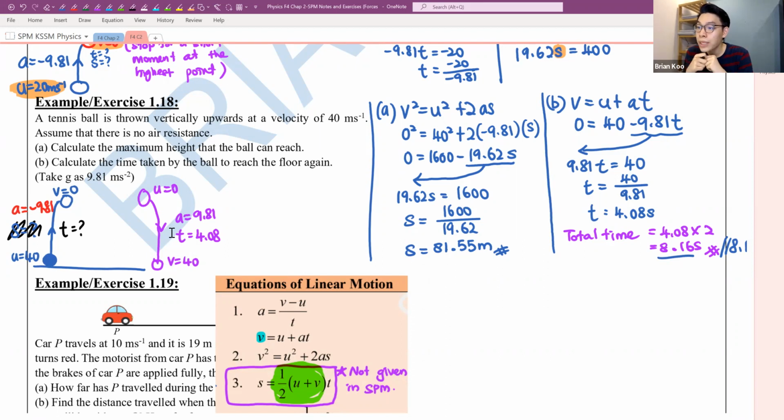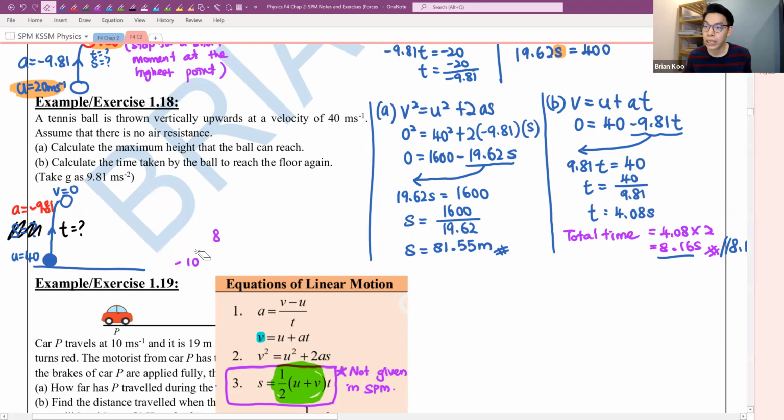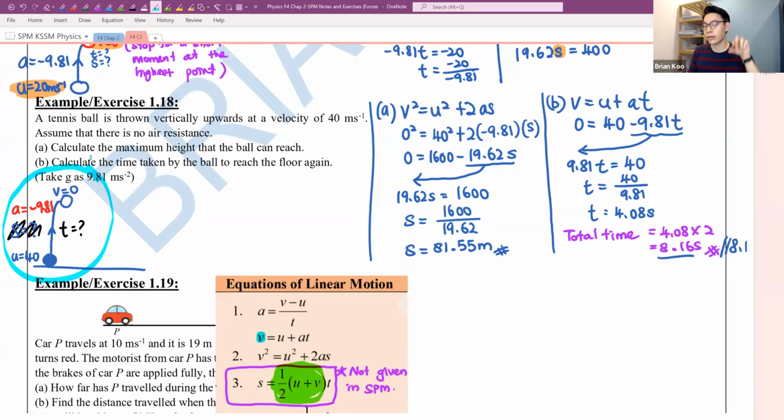Cherisha asks, why for B is the A negative? Oh, because we're still looking at, don't get confused by the purple color part. I'm analyzing just the front part, just the going up part. So I know what is the time it takes to go up. It will be the same time it comes down also. So I'm just focusing on the going up part. So the A is still negative 9.81 because it's still slowing down, right?